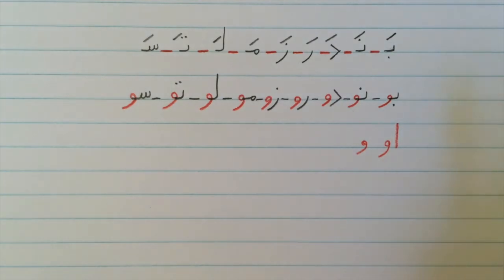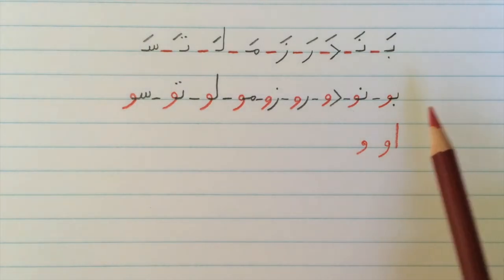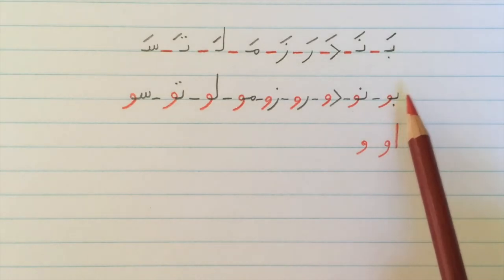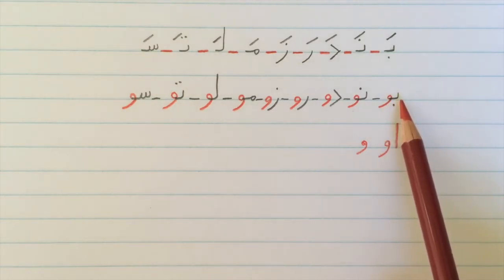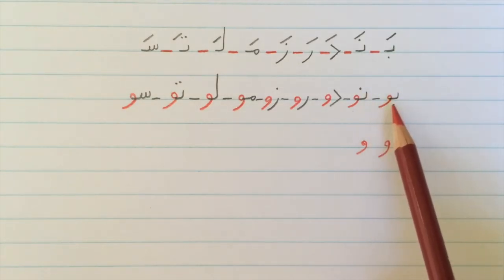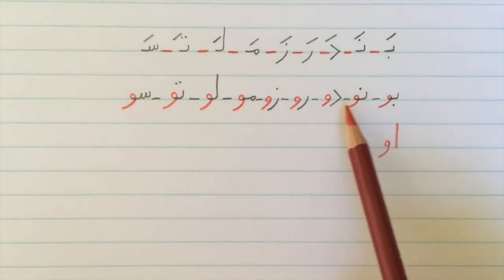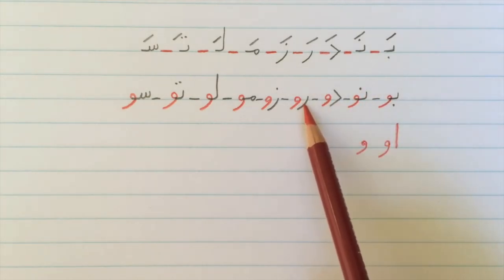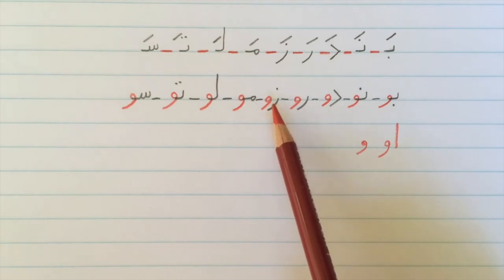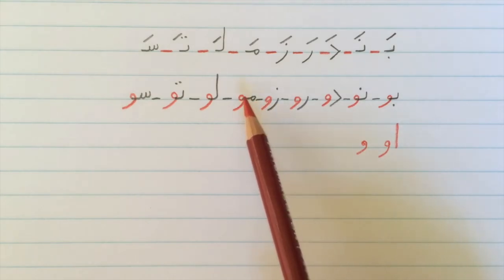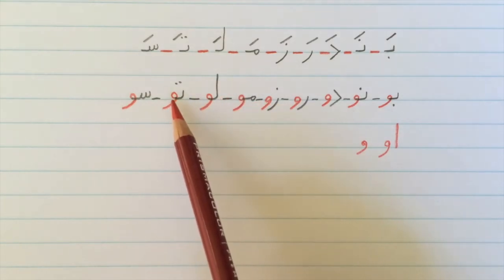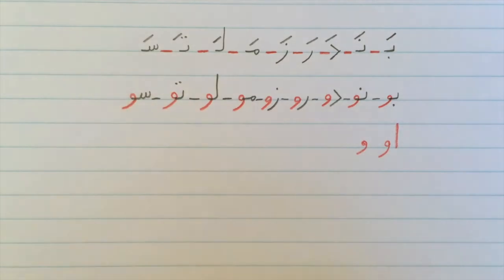Now, let's make a few words with U. Before we create the words, let's first read these. This is B attached to U. It becomes bu, nu, du, ru, zu, mu, lu, tu, su.